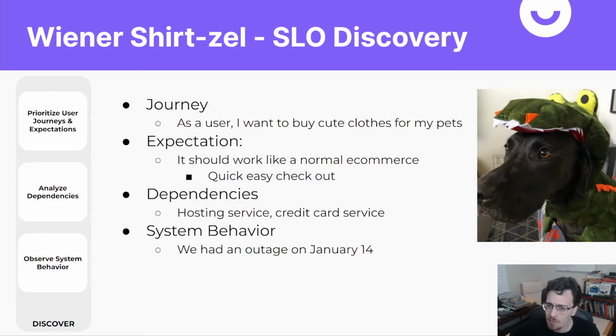What have been some observed system behaviors? We had abnormal site usage, which led to an outage in our catalog service on January 14th, International Dress Your Pet Day. Now it's starting to make more sense.